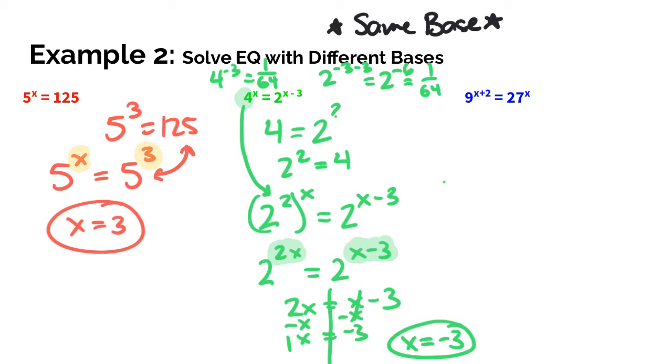All right, last example here in blue. This one's going to be extra sassy but also extra classy. Notice again, I don't have the same base. I have 9 and 27. So what I'm going to have to do is change the base.